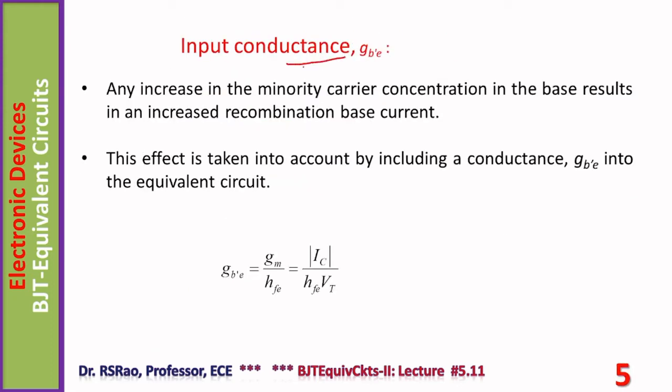Another parameter is input conductance g_B'E. Any increase in the minority carrier concentration in the base results in an increased recombination base current. This effect is taken into account by including a conductance g_B'E in the equivalent circuit. By applying the definition of g_B'E, one can find that it is equal to gm by hFE. Of course, gm is known to us, it is IC by VT. So g_B'E is IC by hFE VT.